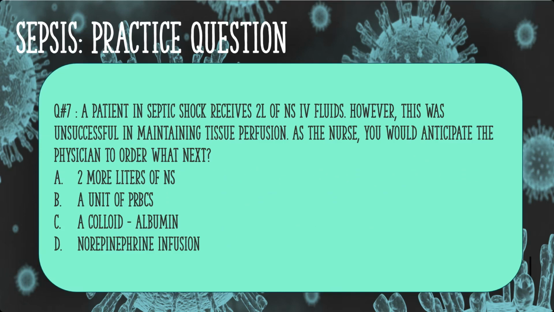Yeah, a pressor, right? So they've gotten 2 liters. I mean, you could say, like, right, if we're going to consider, is that enough to meet the 30 mLs per kilogram? Maybe we're going to give a little more fluids, but really, if they're unsuccessful at maintaining tissue perfusion, they're still hypotensive after they get the fluids. Next up is a vasopressor, and norepi is our go-to.